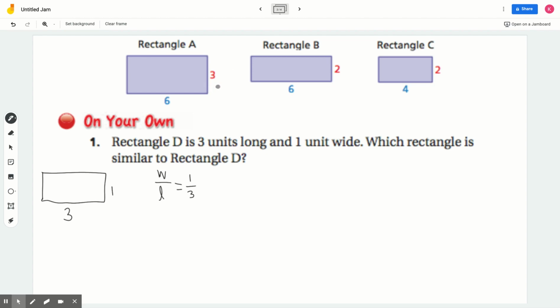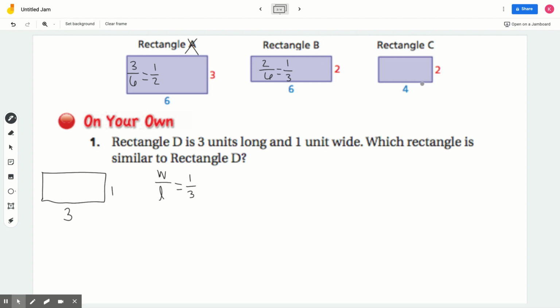If I compare my width to my length of the 3 rectangles given to me, let's see what happens. The width to the length: we know that 3 out of 6 is 1/2. We also should know that 1/2 and 1/3 are not equal. Therefore, it can't be rectangle A. For rectangle B, we have 2 to 6. Each of these can be divided by 2 to get 1/3. 1/3 is equal to 1/3, so rectangle B is likely the correct answer.